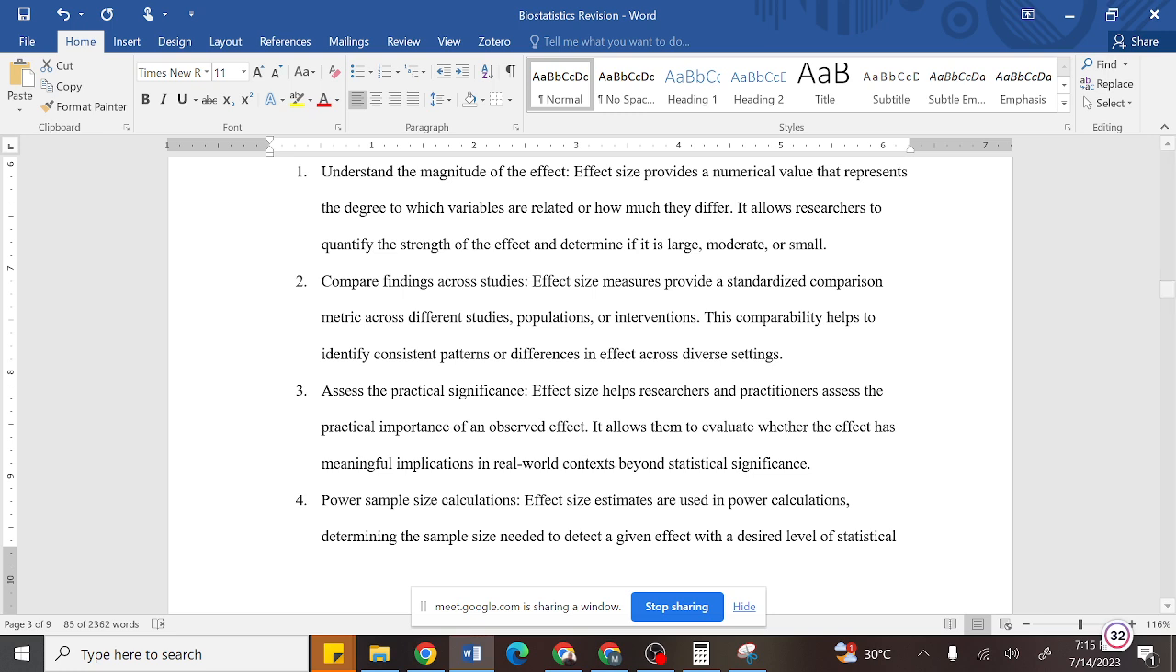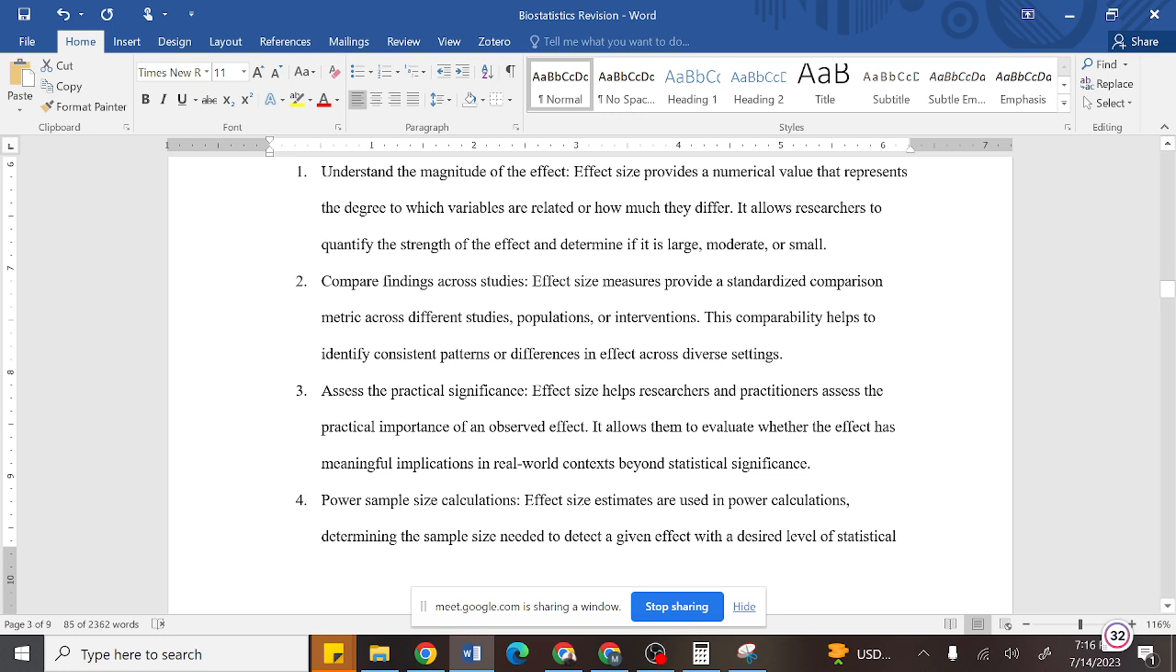If you listen to BBC or other radio stations, you will hear them announcing that there is a potential for this drug to work, but the studies are yet to produce conclusive findings. It could be because the effect size is not that significant to allow even practical significance.